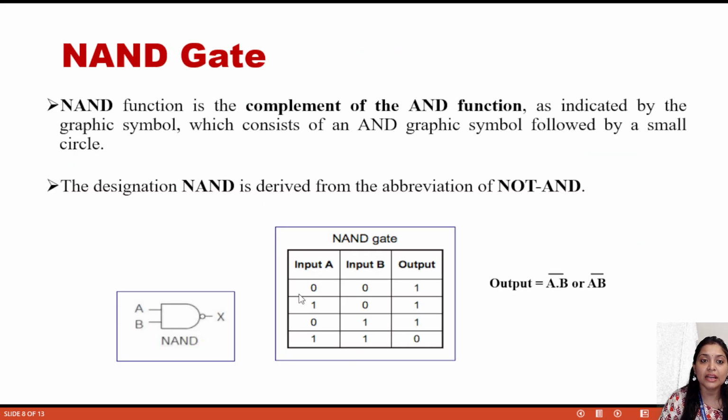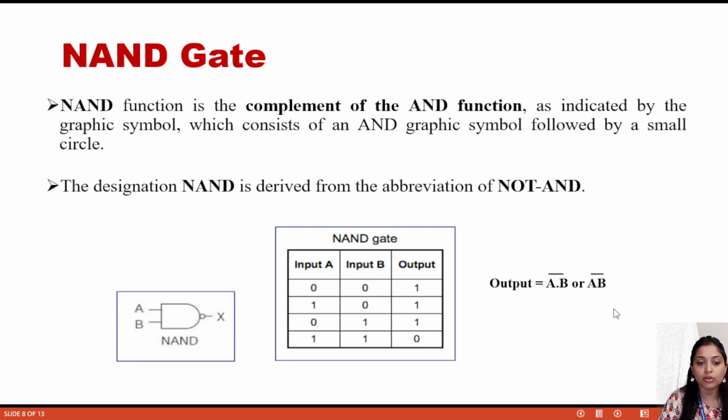Now coming to the NAND gate. This is the symbolic representation of the NAND gate. A and B are the inputs, X is the output. Here X is A dot B bar, or you can write AB bar. That means whatever the AND gate gives, just its opposite is the NAND gate. So you can say AND plus NOT is a NAND gate.